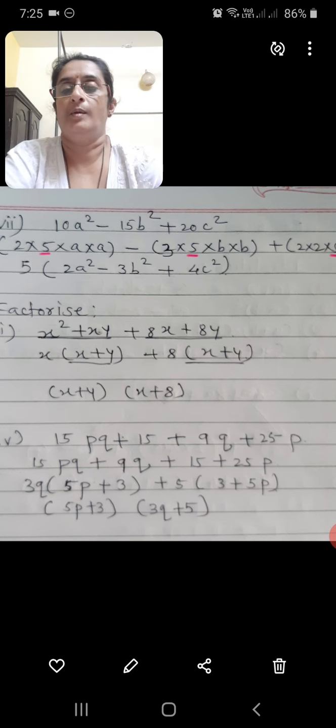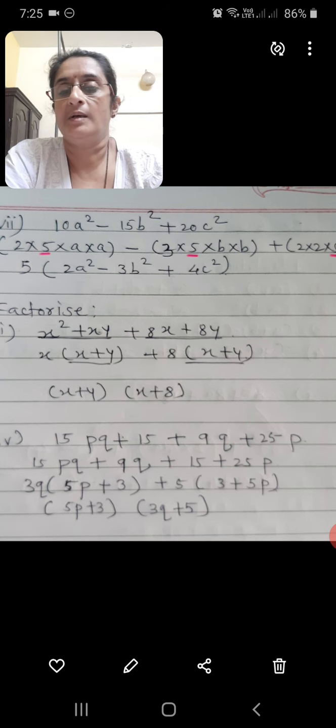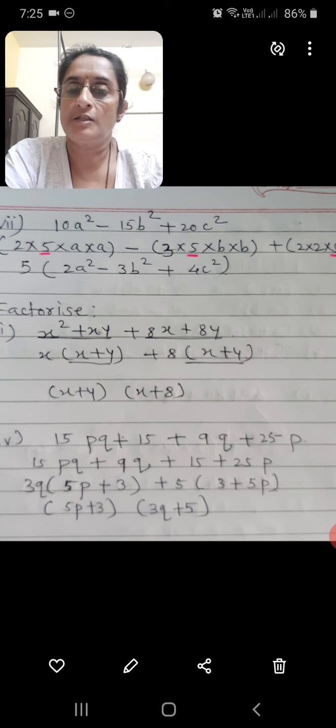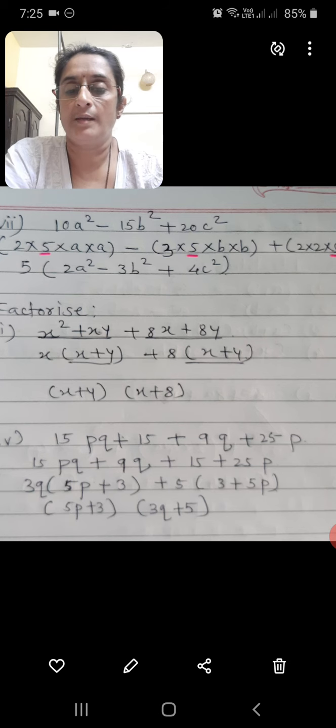Now what is common between 15pq plus 9q? In the numbers 15 and 9, 3 is common, and from pq and q, q is common. So 3q will be common, and then what remains from 15pq? 5p remains, and from 9q what remains? Plus 3 remains. So first 3q, then in the bracket, 5p plus 3.